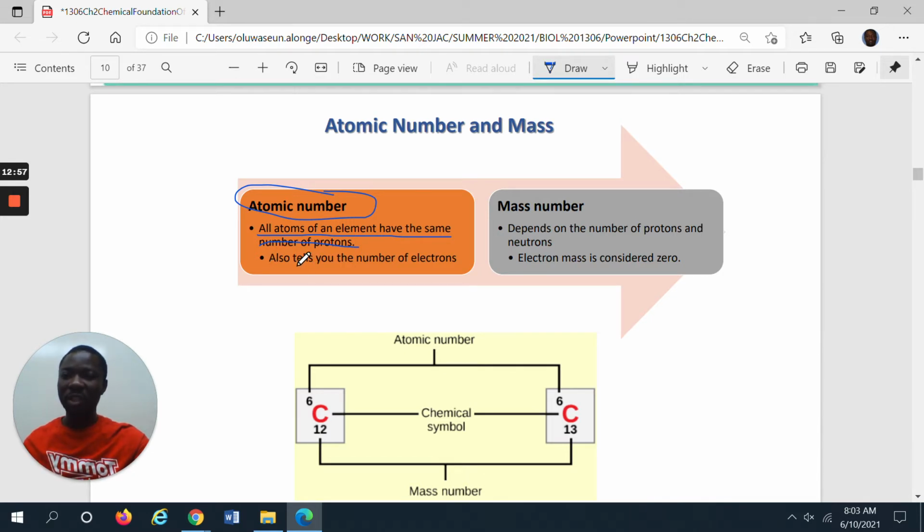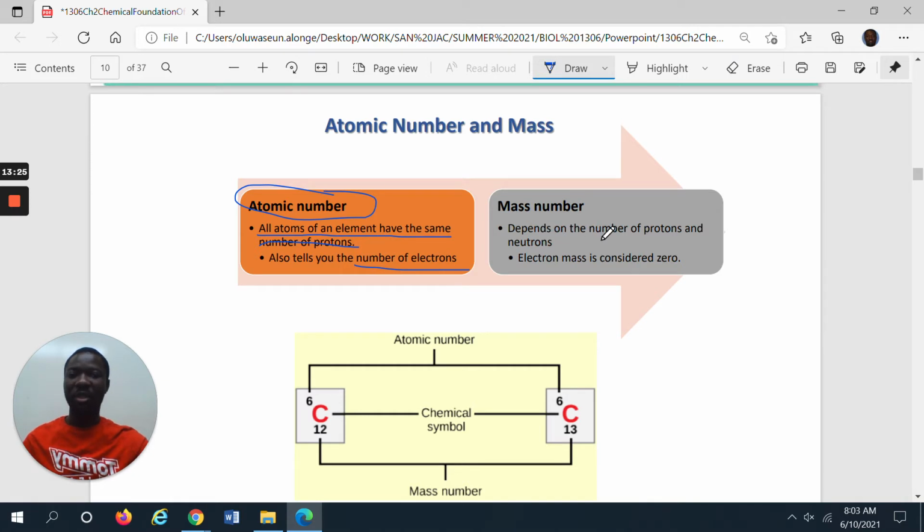Now, for a neutral atom, the atomic number, which is the proton number, also tells you the number of electrons. But when the atom begins to have a charge on it, when it is no longer a neutral atom, then the number of electrons will be different. I hope you understand. If you have questions, please send me an email.